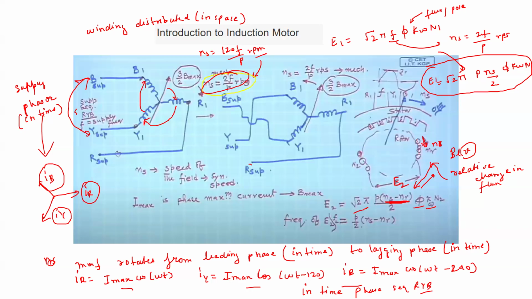Because the rotor is at Nr, and this MMF is at Ns. At what relative speed are the rotor windings cut by the magnetic field? It is Ns minus Nr. That is why in the E2 expression you have root 2 pi p into (Ns minus Nr) by 2 phi k omega N2. E1 is root 2 pi p Ns by 2 phi k omega N, and this is Ns minus Nr.